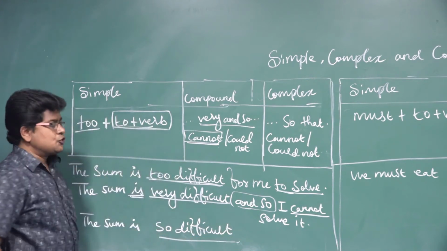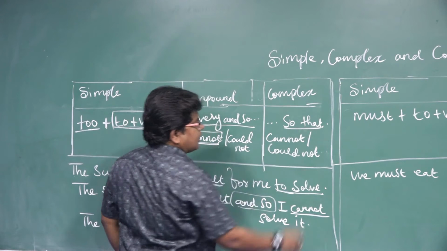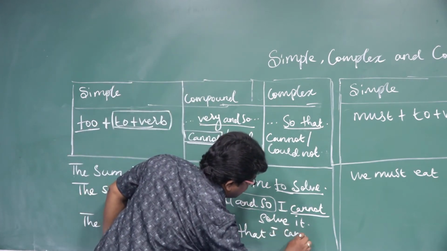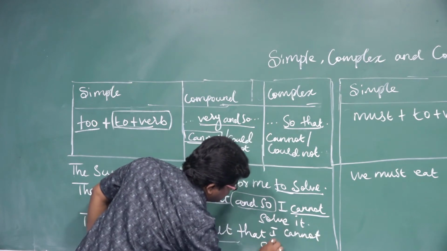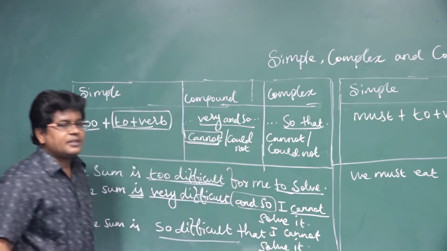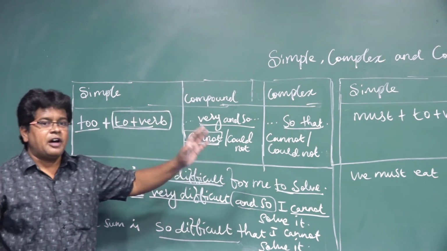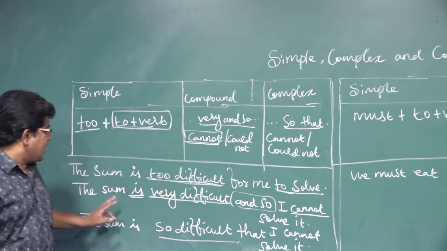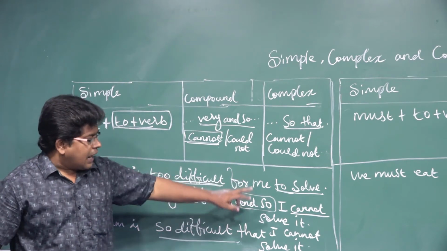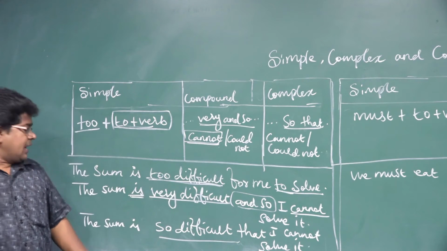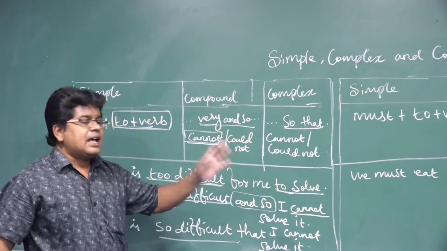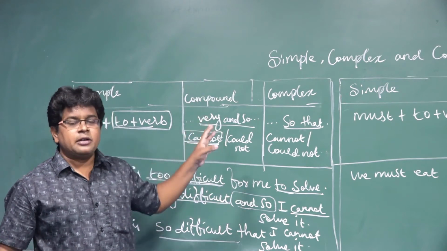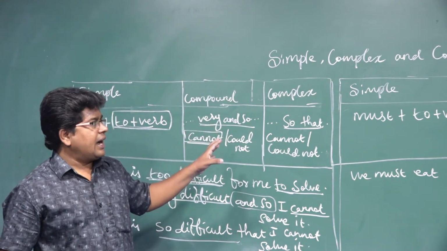The sum is so difficult that I cannot solve it. See, the sum is too difficult for me to solve means it's very difficult for me to solve, that I am not able to solve. The sum is very difficult and so I cannot solve it. The sum is so difficult that I cannot solve it. So it is an important model. Keep it in your mind.